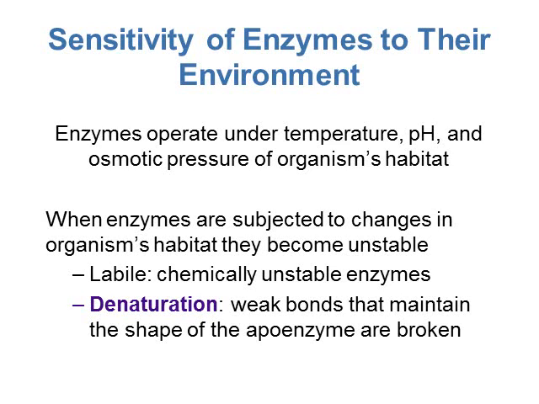So when enzymes are subjected to changes in the organism's habitat, they can become unstable. These chemically unstable enzymes can occur when the temperature goes out of the optimum range, the pH goes out of the optimum range, or the osmotic pressure goes out of that optimum range. This is kind of going back to chapter 7, where we looked at the different temperatures that organisms can grow at, the different pHs, the different osmotic pressures. So enzymes kind of have that same curve, like the temperature curves that you saw in the previous chapter.